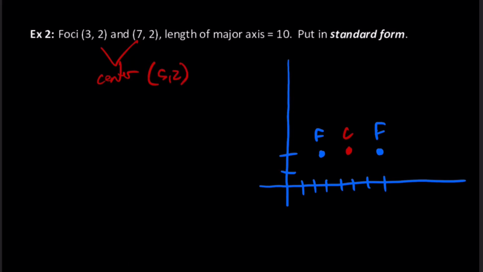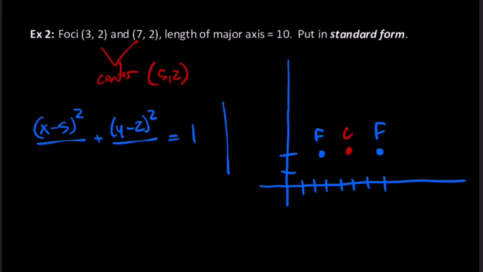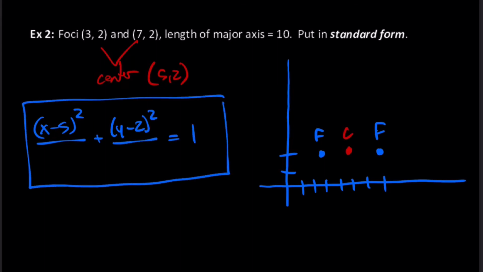So again, I can start writing the equation. It's going to be (x minus 5) squared over something plus (y minus 2) squared over something equals 1. That will be my equation. What you now need to find is the x pull squared and the y pull squared. One of those is usually very easy.